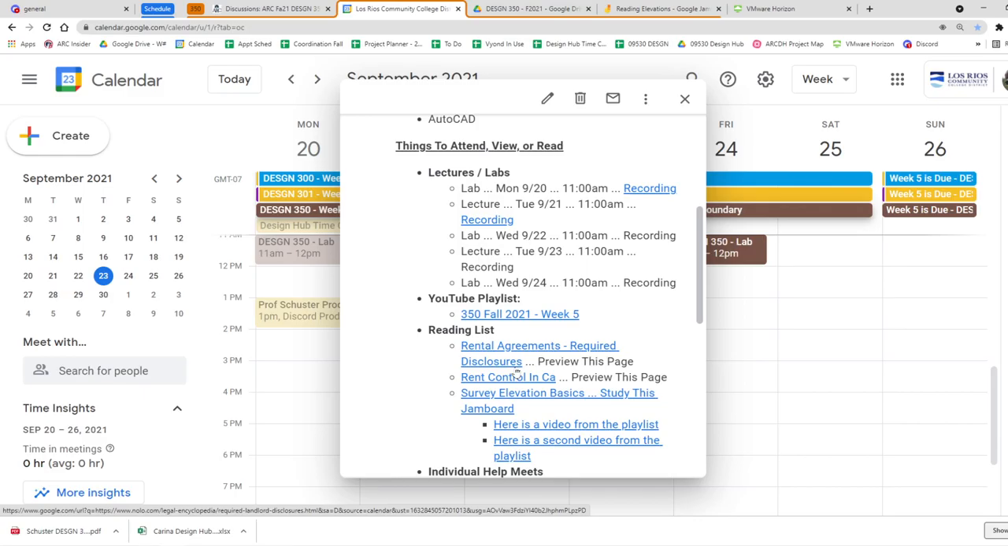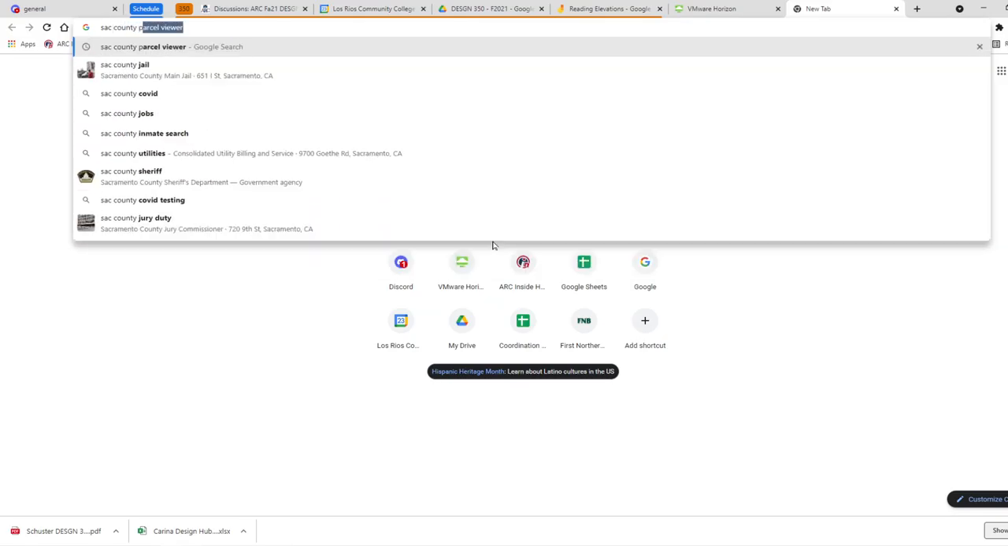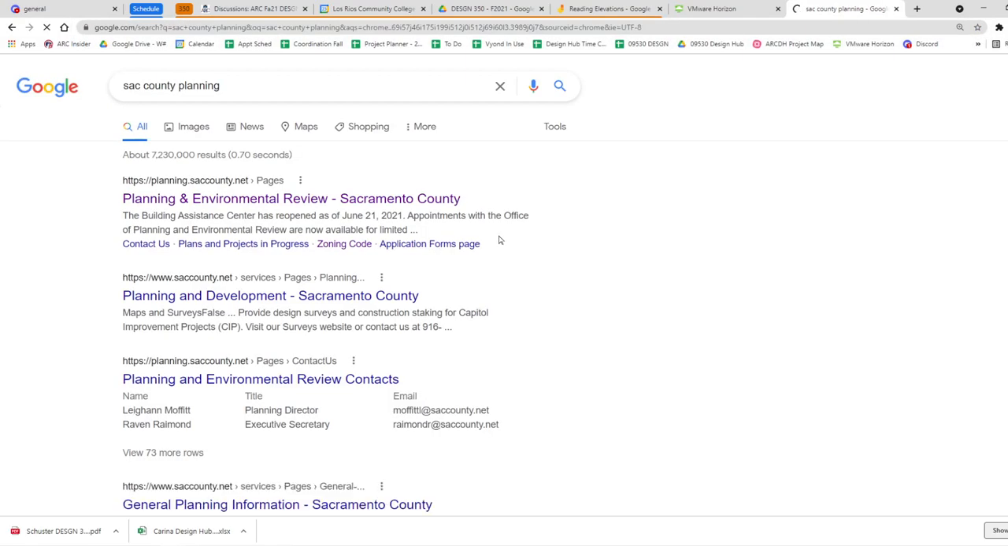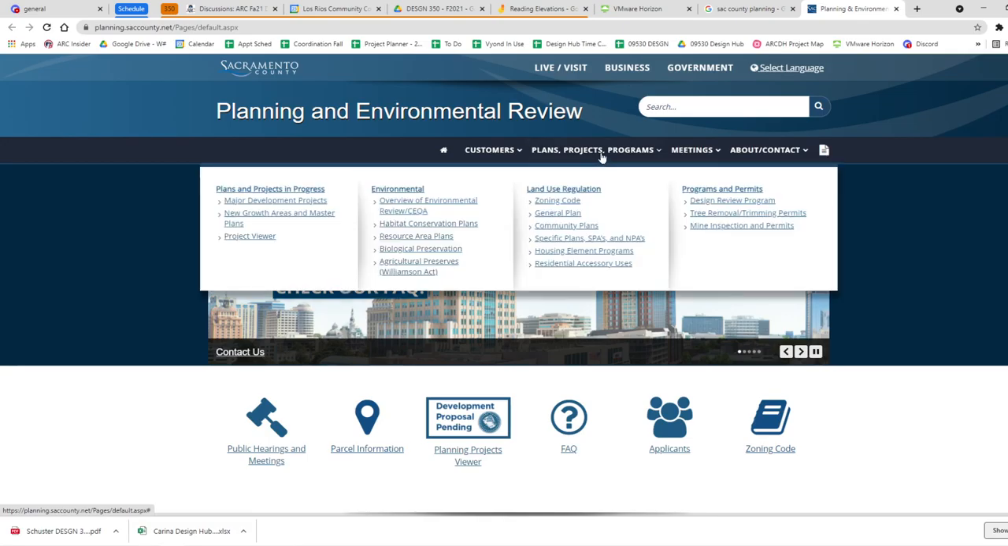So we're going to talk about rental agreements, but first, before we do that, I want to look at county planning. You guys should have this one. Get this ingrained in your brain. Okay. And then we can come here and we can look at the zoning code.